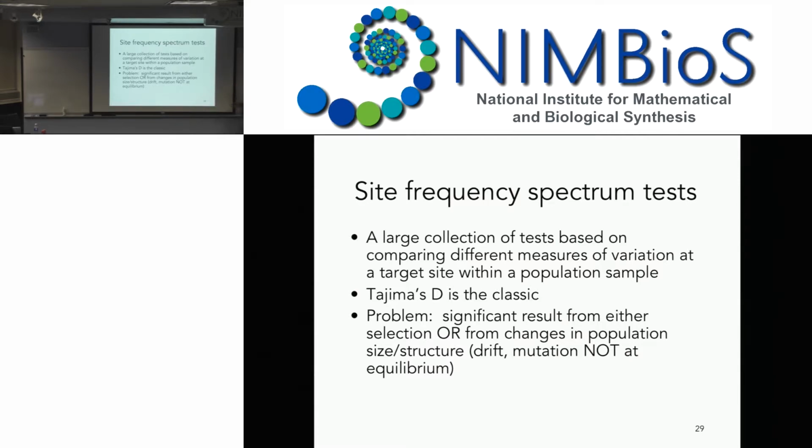The problem is that a significant result can result from selection, or from the fact that you've got population structure, or that the population has drifted and mutation isn't in equilibrium, or you've got a structured population, so you have migration. So a population bottleneck will give a similar signal in Tajima's D as a selective sweep. A structured population will give a similar signal in Tajima's D as overdominant selection.